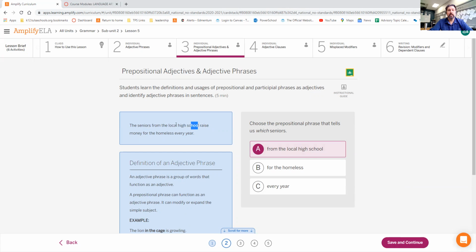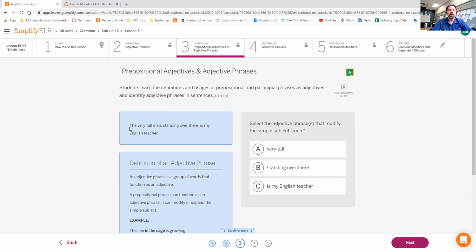That describes which one. Again, if you just said the seniors raise money for the homeless, you'd have no idea what you're talking about. Senior citizens? Seniors from Memorial? No, it's the seniors from the local high school, us. Next. The very tall man standing over there is my English teacher.